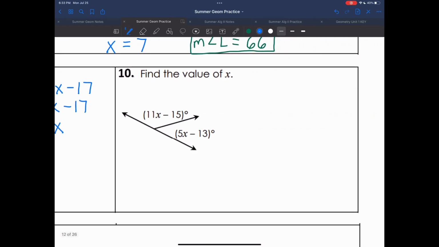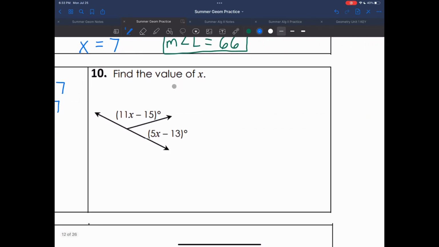Okay, and same with number 10, just finding the value of x. Now this will be a different setup. These ones are not vertical angles, so we're not going to set them equal, but they are right next to each other, making up a line right here. So these are what we call a linear pair, which means they add up to 180 degrees. So I'm going to do this plus this equals 180, and then I've got my equation. 11x minus 15 plus 5x minus 13 all equals 180.